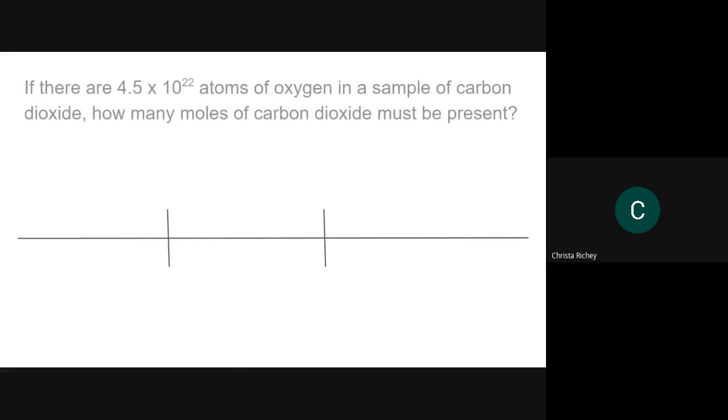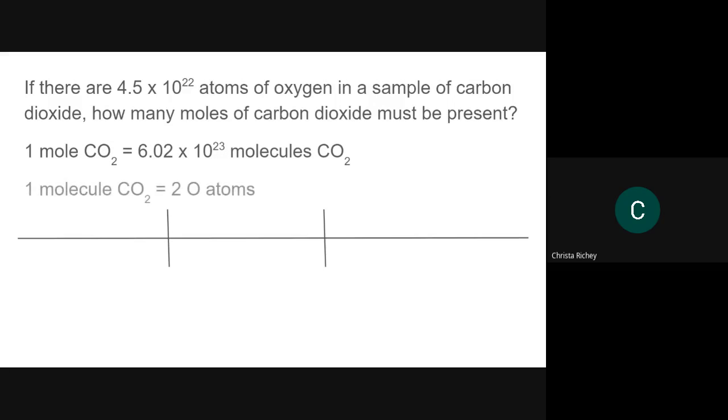One more. We have 4.5 E22 atoms of oxygen in a sample of carbon dioxide. How many moles of carbon dioxide must be present? Okay, so oxygen atoms, but in a compound. So I can't go from atoms to moles. I have to go from the atoms of oxygen to the molecule of carbon dioxide. Once I'm in a molecule of carbon dioxide, I can go to moles of carbon dioxide, which is why this is a 2-step problem.